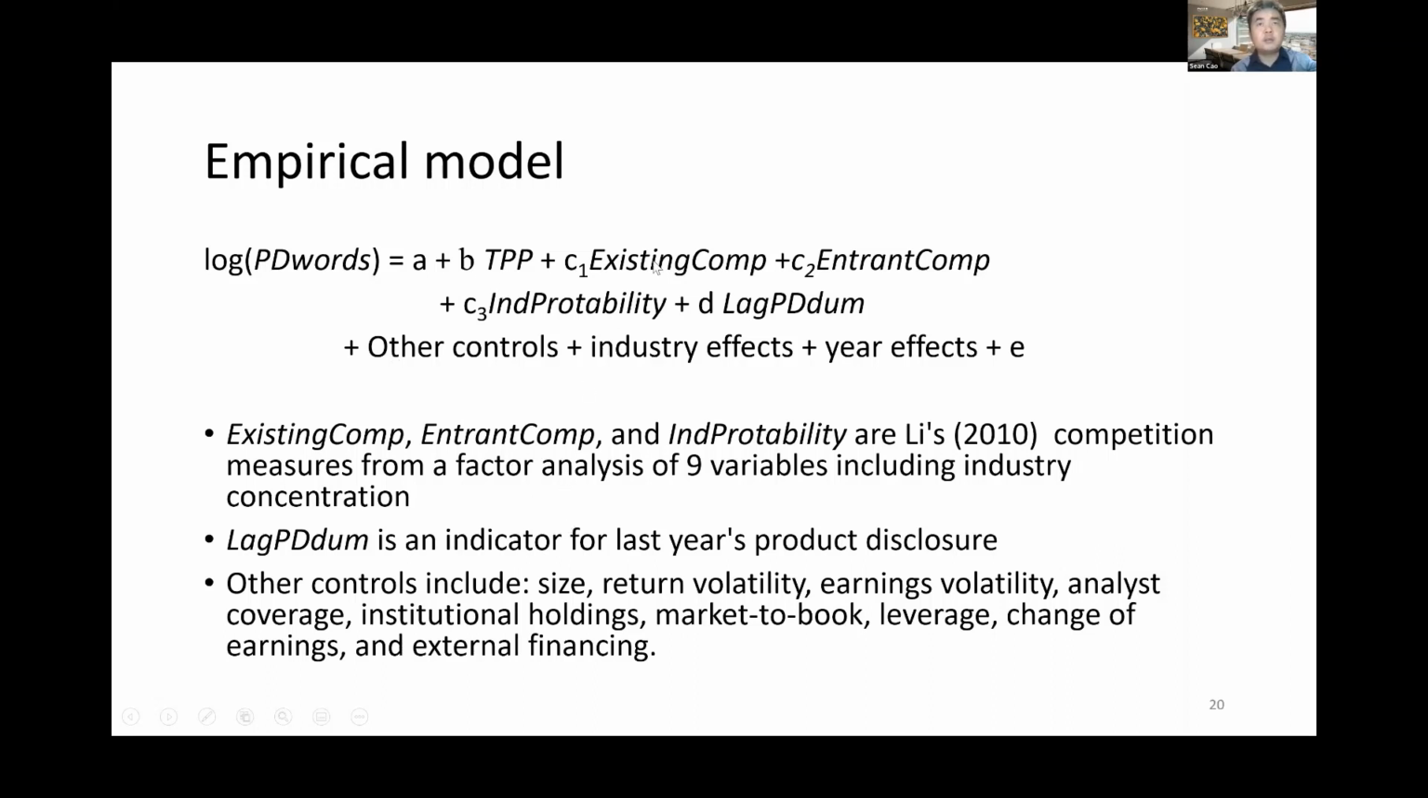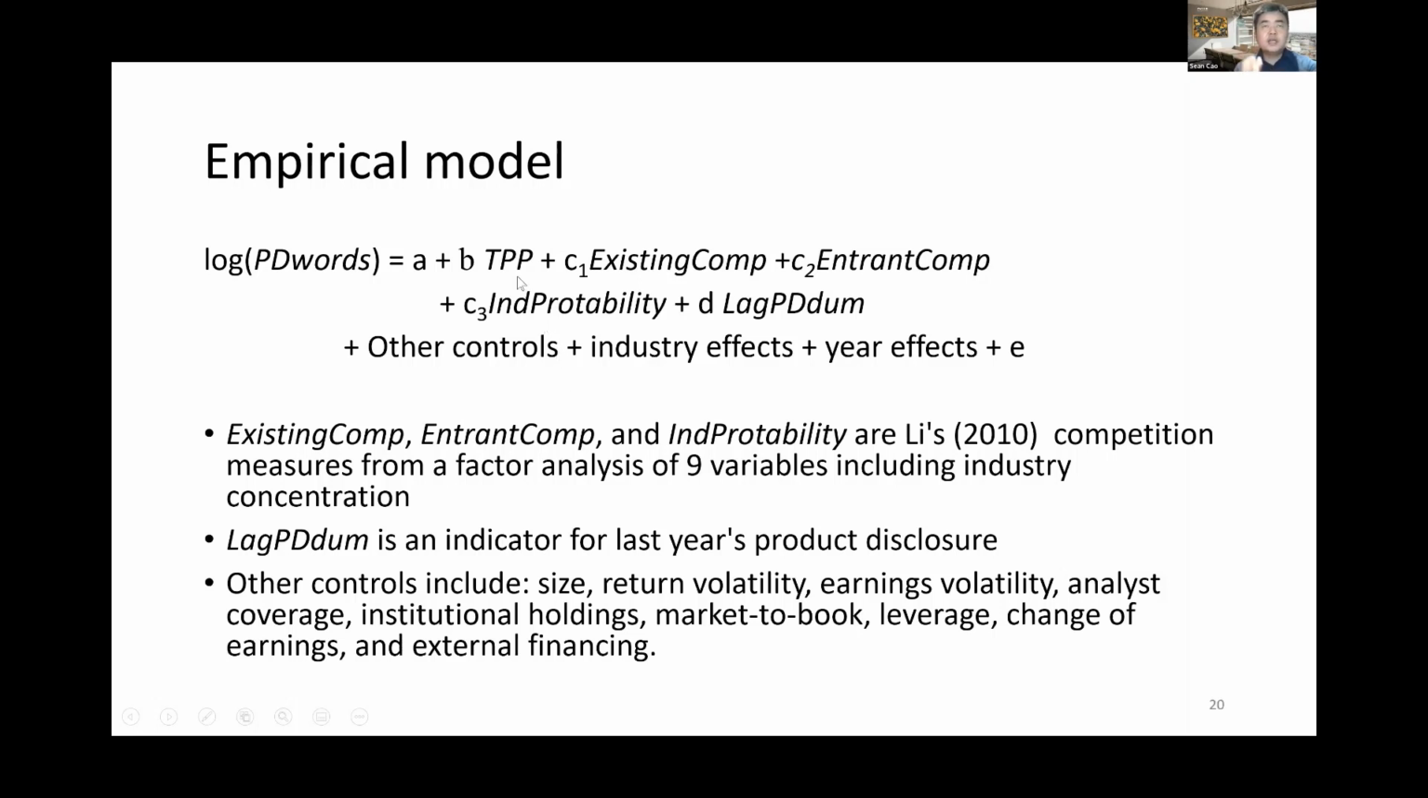And we have other competition, existing competition, entrant competition, others as controls. That means holding everything else constant. Higher technological peer pressure will lead to low product disclosure. However, lower technological peer pressure will lead to higher product disclosure. So basically, that's the idea of the empirical model: holding other competition constant, holding existing competition constant, holding entrant competition constant, holding everything else constant.